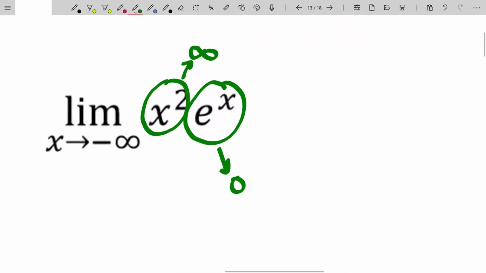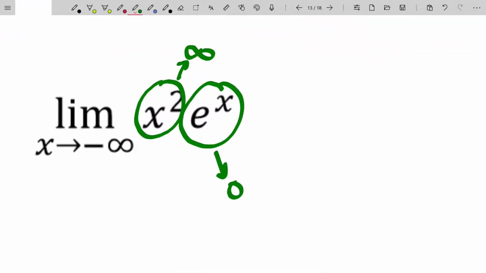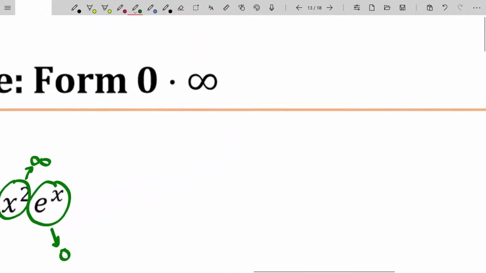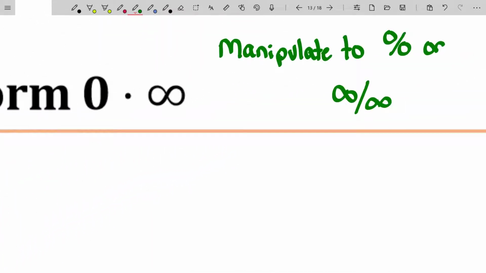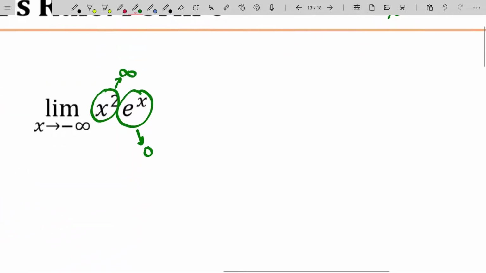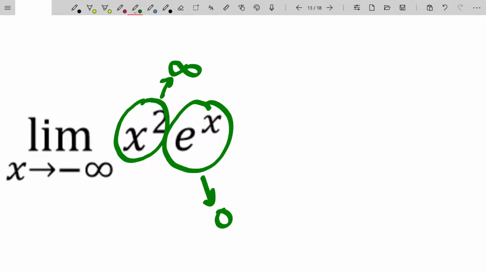To rectify or fix this situation, you want to adjust this to where it is of the form 0 over 0 or infinity over infinity. In fact, let me write that as a note right here. So you want to manipulate your expressions to the forms 0 over 0 or infinity over infinity. And the way that's done is pretty simple. It just involves a choice.